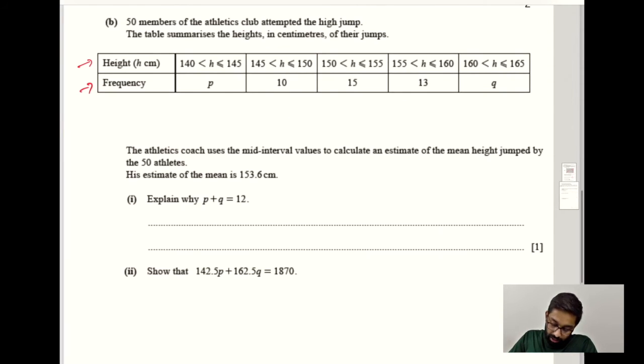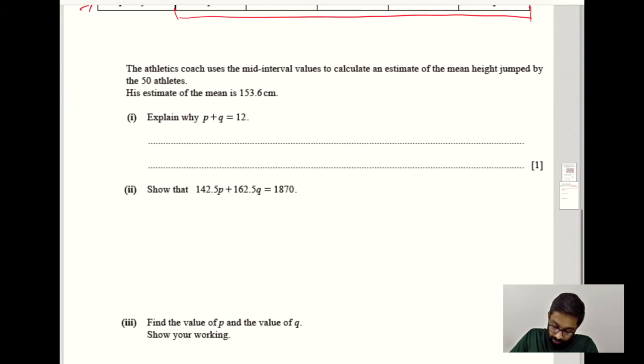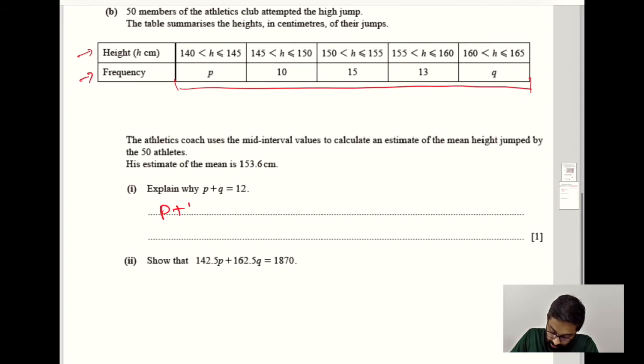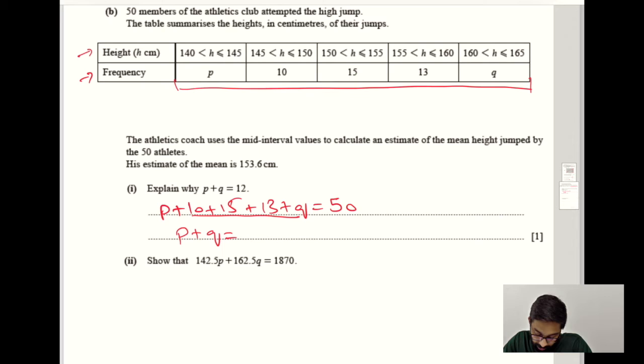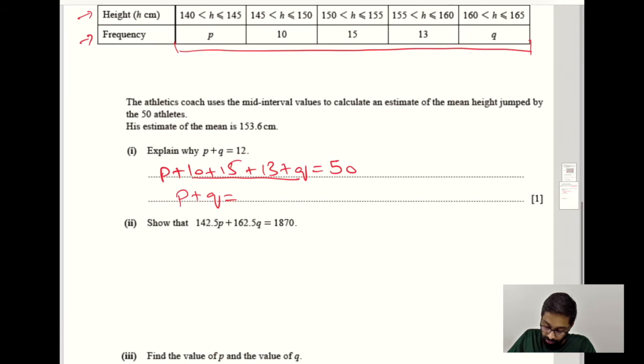So that means if you add up all of these frequencies, they should add up to be 50. So let's do that. P plus 10 plus 15 plus 13 plus Q should be equal to 50. So we add all of these values up and we take it to the other side and subtract it from 50. So you're left with P plus Q equal to 10 plus 15 is 25, 25 plus 13 is 38. So 50 minus 38 is going to give you 12. So hence proven, P plus Q is equal to 12.